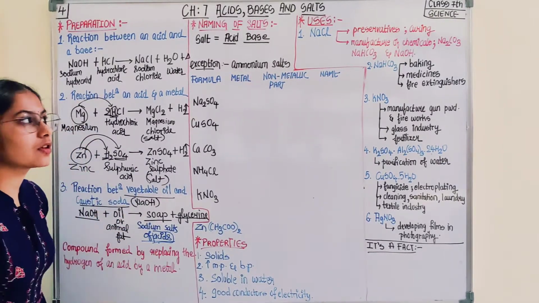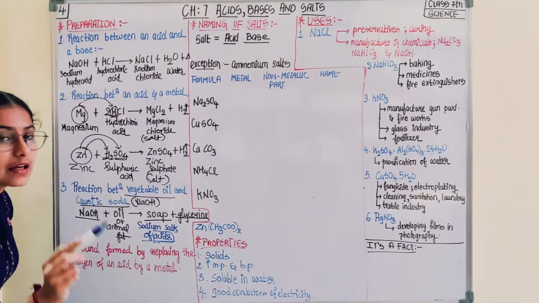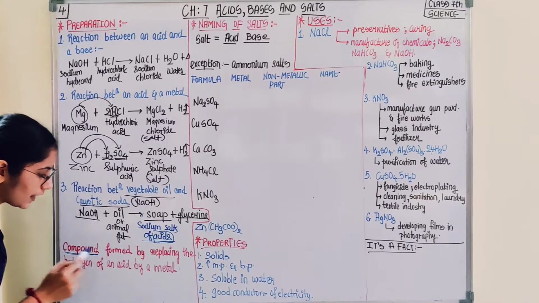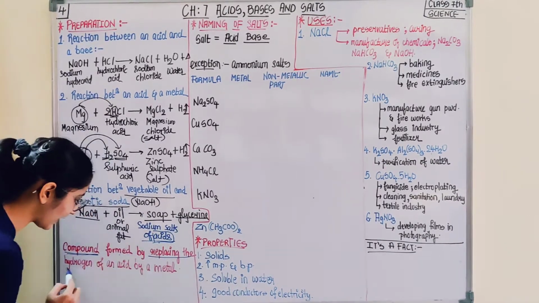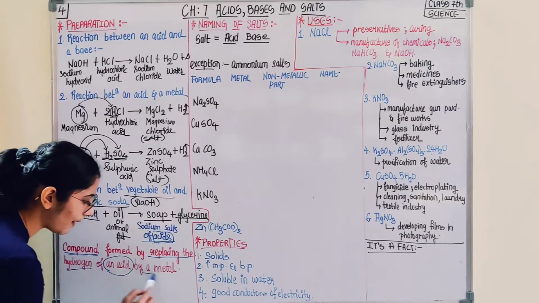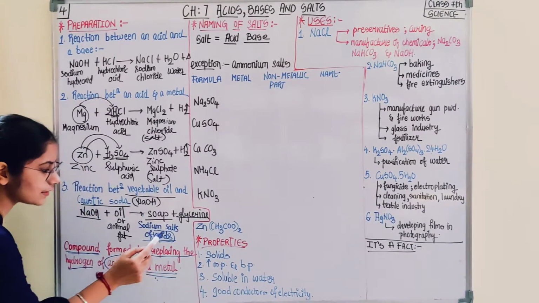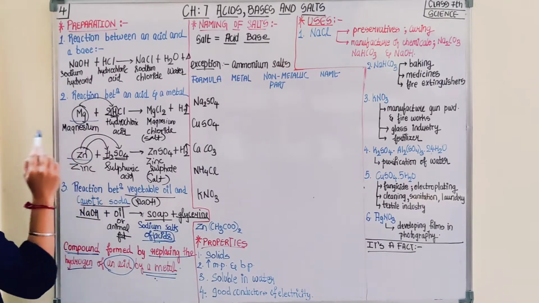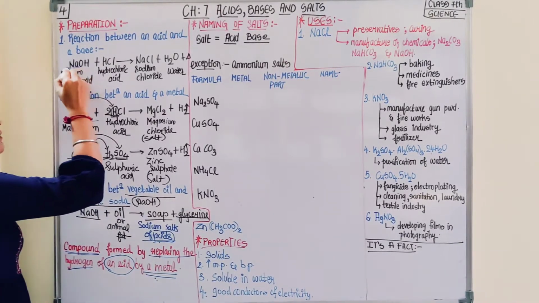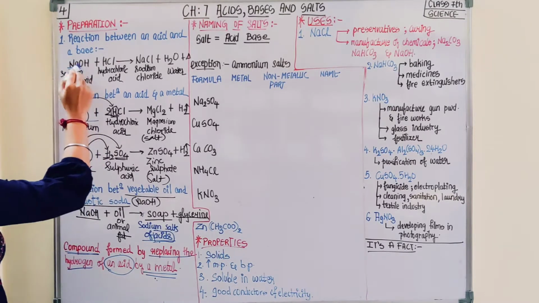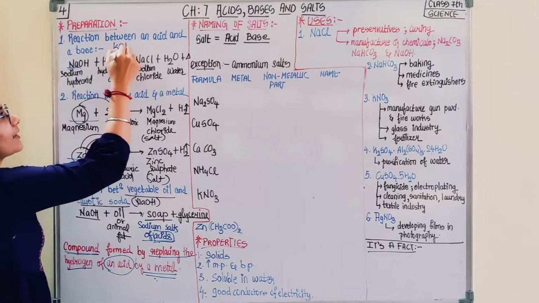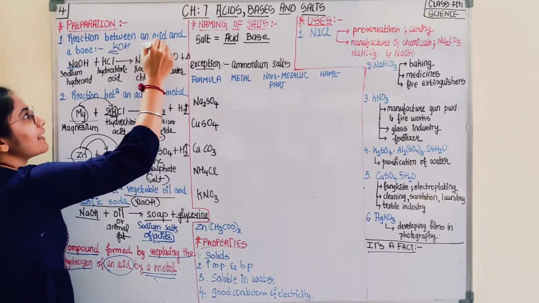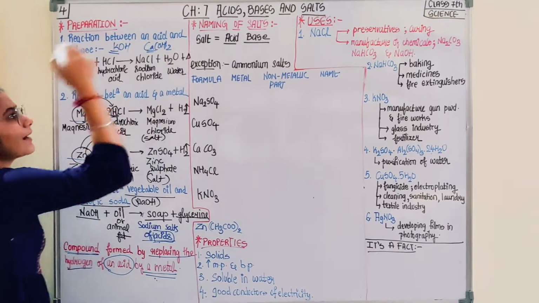Wherever in all three cases you observe salt formation taking place, the salt is formed by replacing the hydrogen of an acid by a metal. The metal here is sodium in the case of soap. Here different metals are used, magnesium, zinc. Here sodium. If I take another base like potassium hydroxide, there also potassium; calcium hydroxide, again calcium is a metal.